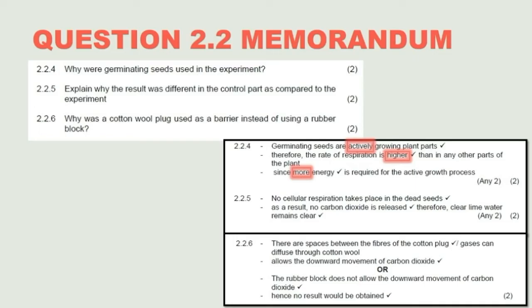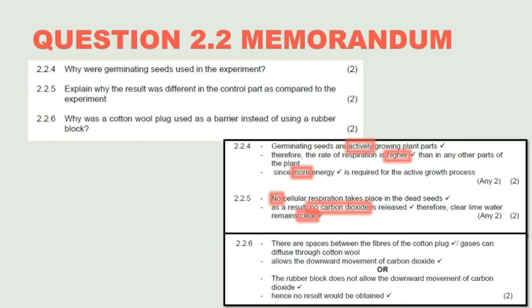Then 2.2.5, explain why the results were different in the control as compared to the experiment. So remember, the control was test tube B, which contained dead seeds, and test tube A contained germinating seeds. So my control had dead seeds. That means there was no cellular respiration that took place because the seeds were dead. So that means there was no carbon dioxide produced. So as a result, the clear lime water would have remained clear. There would not have been a change to a milky white color.